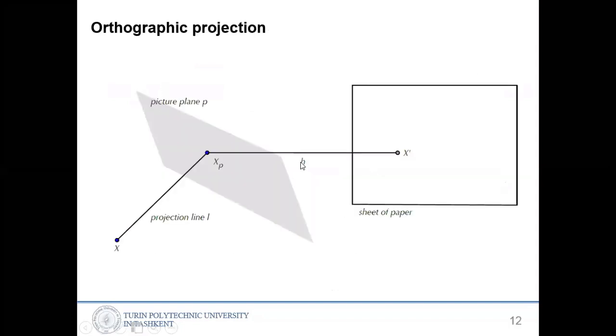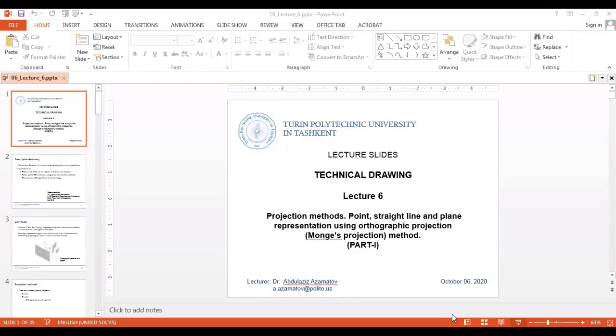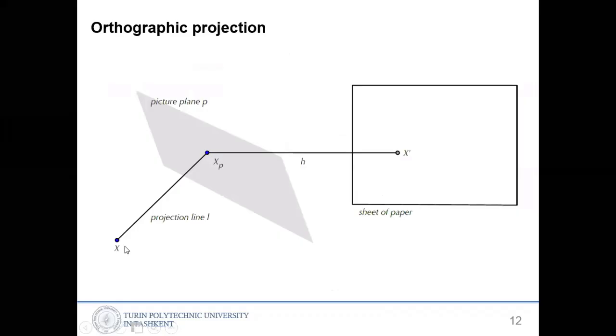Orthogonal projection, or orthographic projection, is a similar thing. Please note how the points are defined. Here point X is given in the space. In the picture plane, that can be labeled as XP, because it is on the plane P.